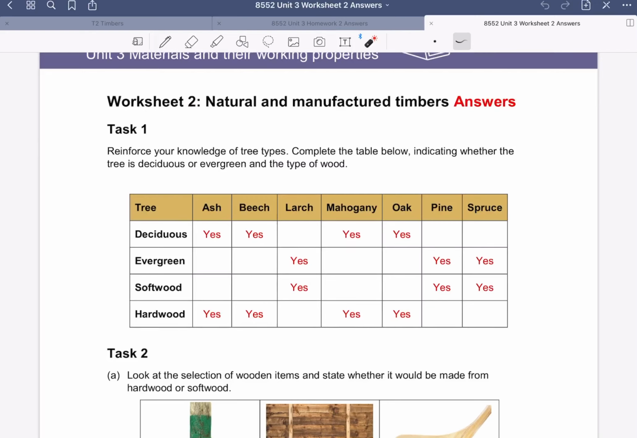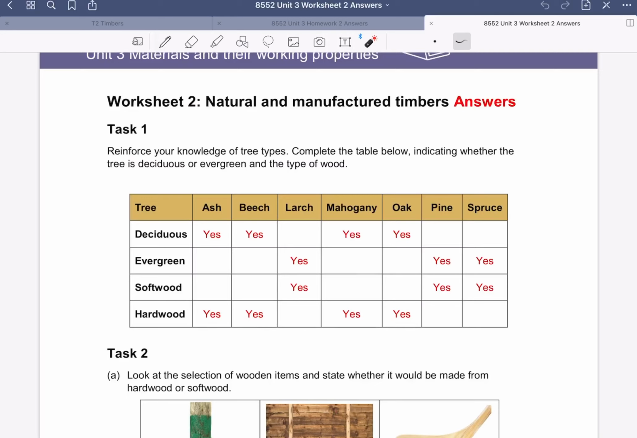So this is kind of you having a bit of prior knowledge here, but obviously deciduous means that it's going to lose its leaves, and evergreen is the one that has needle, sort of pine-based needles that we would often see, and then you obviously find out if it was softwood or hardwood. Obviously, if it's a deciduous tree, it's likely that it's going to be a hardwood, and if it's an evergreen tree, it's going to be a softwood.